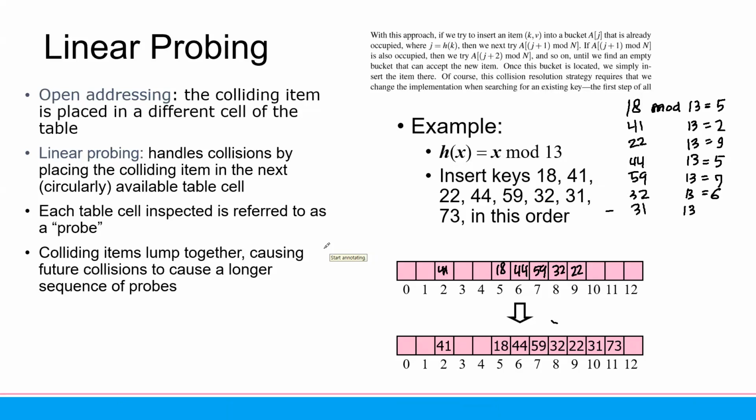31 mod 13. It is 5. Okay. Now it is more complicated. 5, we have the value. 6, we have the value. 7, we have the value. 8, we have the value. 9, we have the value. Then no choice. We will put it into the index 10. So here is the value.